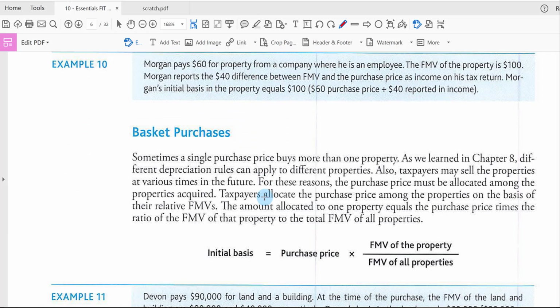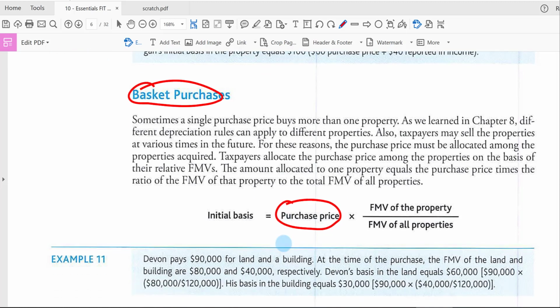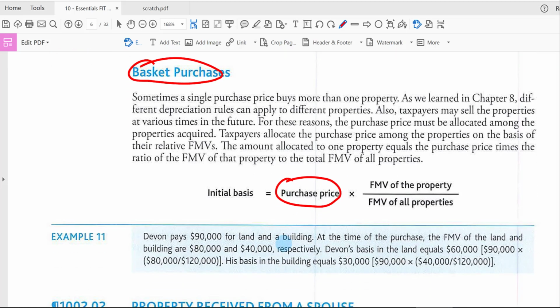Here's a common situation for real estate. When you buy real estate, you're really buying a bunch of stuff, or a basket of items here. So you're paying just one price, this purchase price, but you gotta divide up that purchase price between the different items you bought. And of course, the main items you buy in a real estate purchase would be the land and whatever is sitting on the land, the building or improvements. So here's an example, this example 11. The total purchase price is 90,000. That's for both the land and building together. But then we got to allocate that 90,000 between the two.